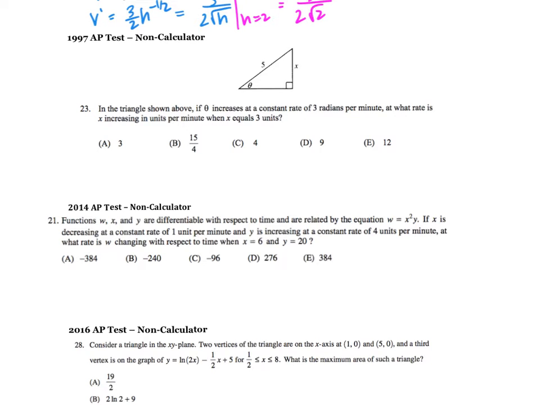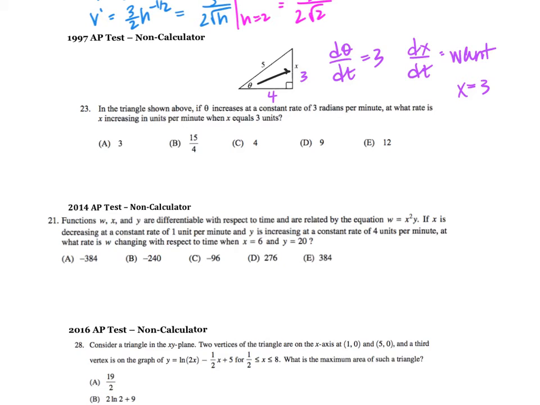Now we've got our triangle. And it says if theta increases at a constant rate of 3 radians per minute. So d theta dt is increasing. Okay. At what rate is x increasing? We want dx dt when x is 3. The moment that x is 3, that would make this a 3, 4, 5 triangle. All right, we want dx dt.